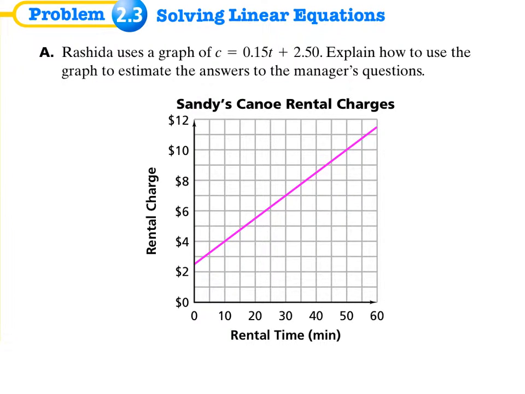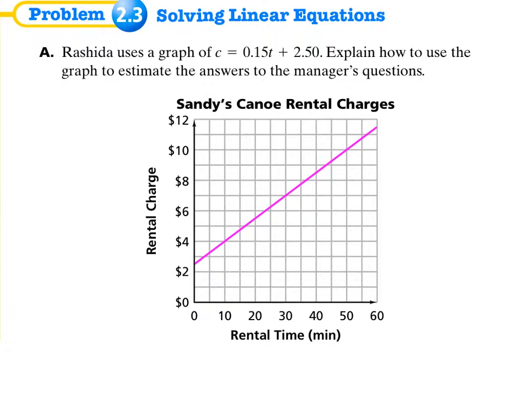Our learning target in this lesson is to find the slope and y-intercept from tables, graphs, and equations. In the first getting ready portion, we used an equation. So question A in problem 2.3 uses a graph to find the same information. From a graph, we can answer those same three questions the manager posed. The first question was, if a person rented for 30 minutes, how much did it cost? We can use our graph to find that information.